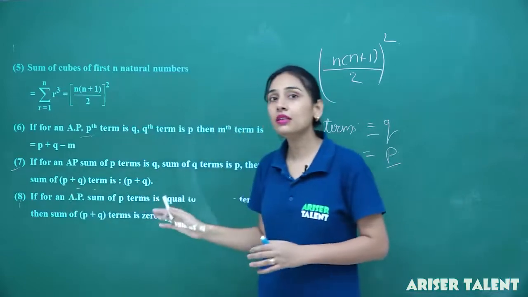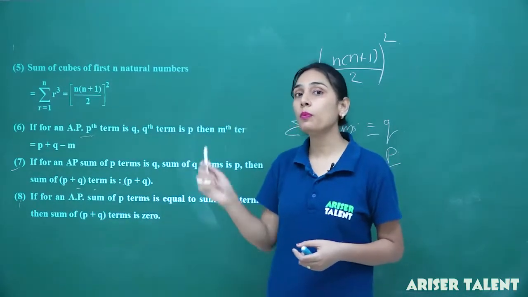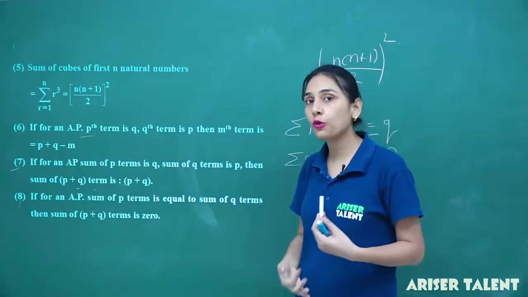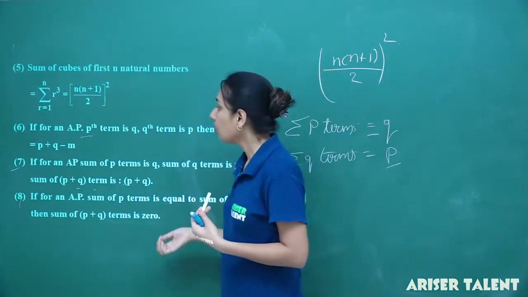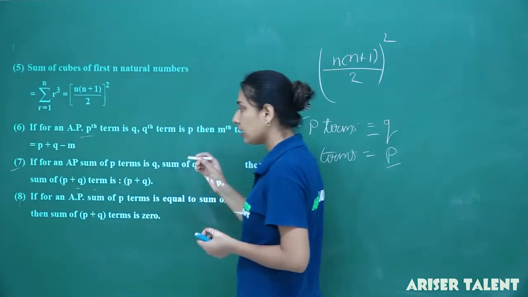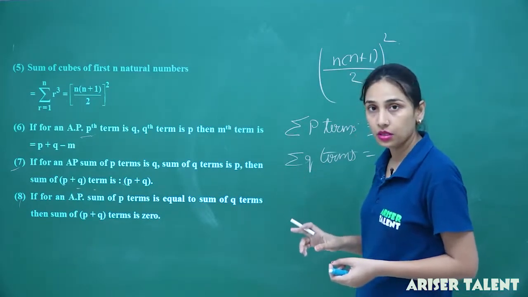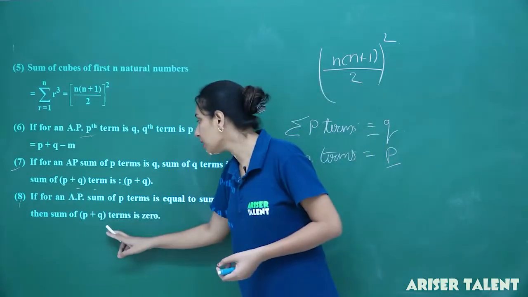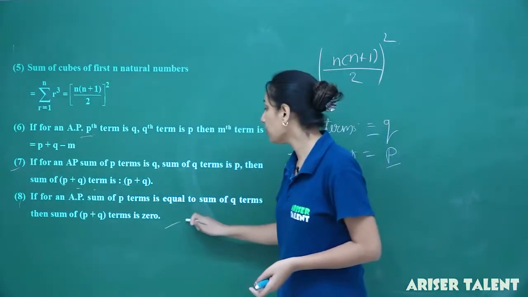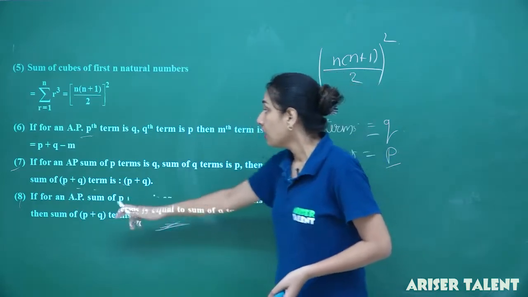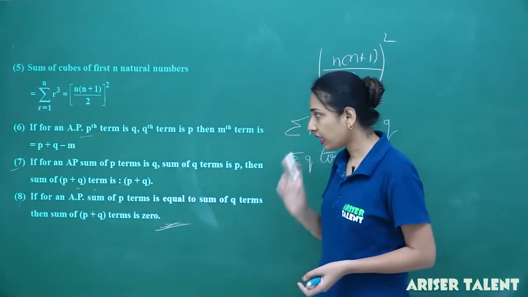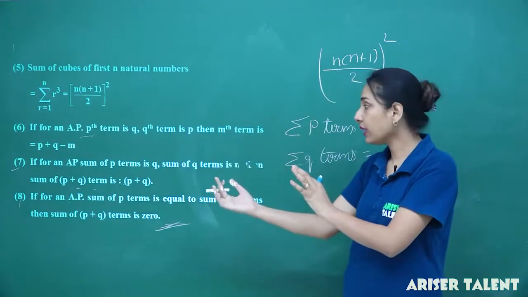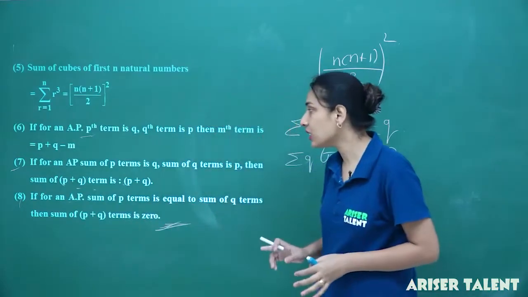Next, why are we studying these particular properties again and again and constantly? Because we have to use these properties in our question session. Okay. If for an AP, an arithmetic progression, the sum of p terms is equal to the sum of q terms, then the sum of p plus q terms is 0. Mind this particular property.